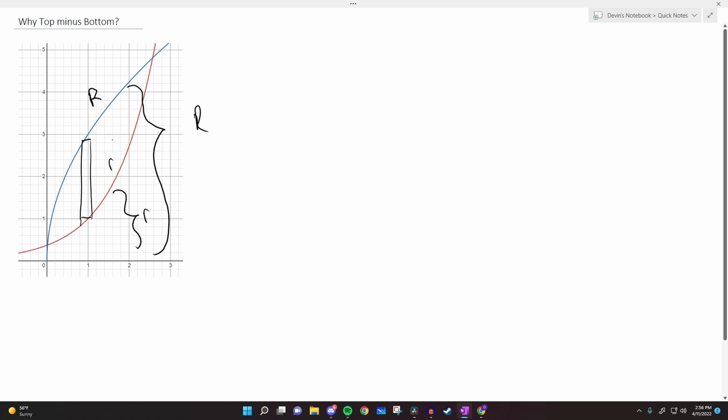And to find that remainder portion right here in the circle, you do the total, right, which is that big R, minus that little r. That's represented by top minus bottom, or big R minus little r, because the big R is the one on the top and little r is the one on the bottom.